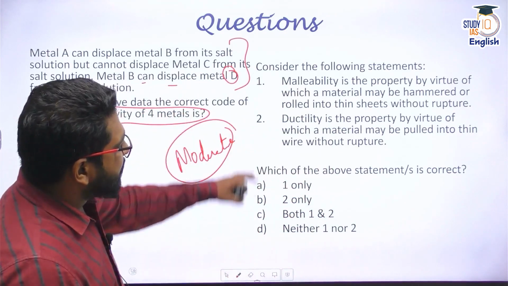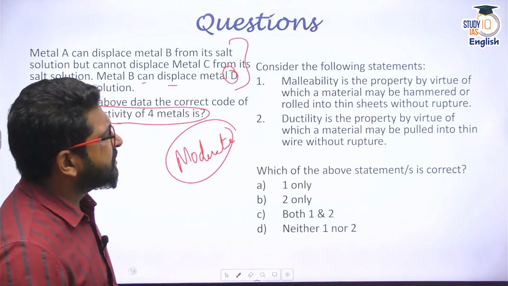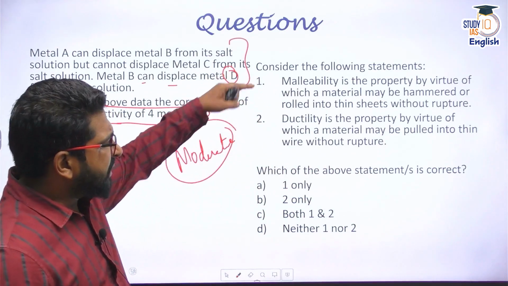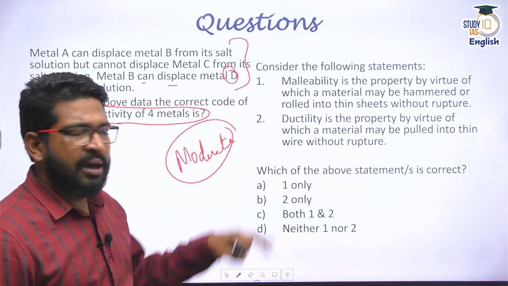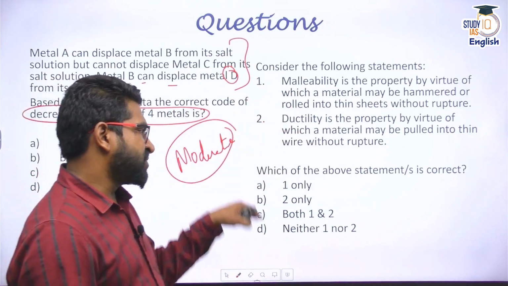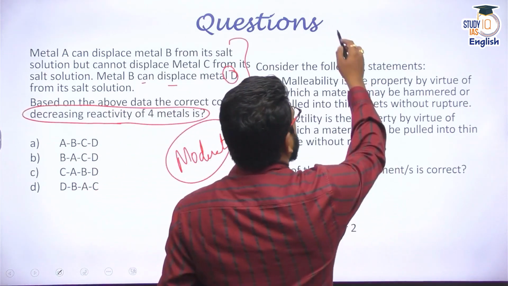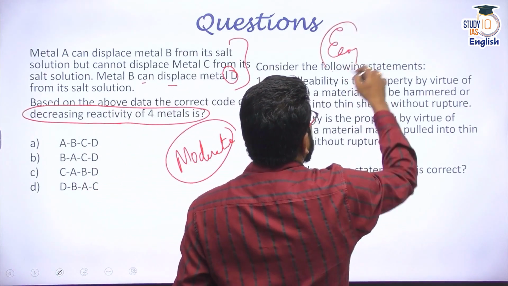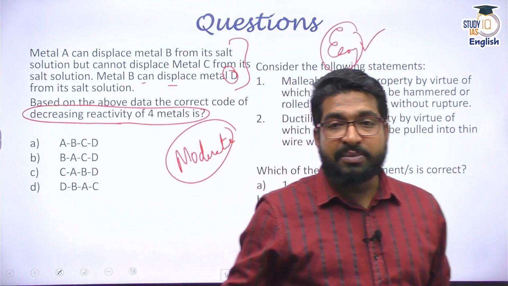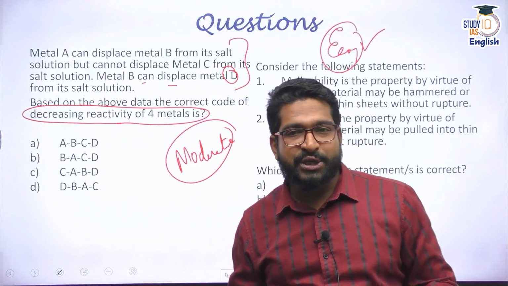Apart from that, this is a very easy question. Consider the following statements. Malleability and ductility, their definitions are given. You have to find if the definitions are correct. Options are easy: 1, 2, both 1 and 2, neither 1 nor 2. This is a very easy question, right? So such questions can be created. In fact, I can create so many questions from this particular chapter.